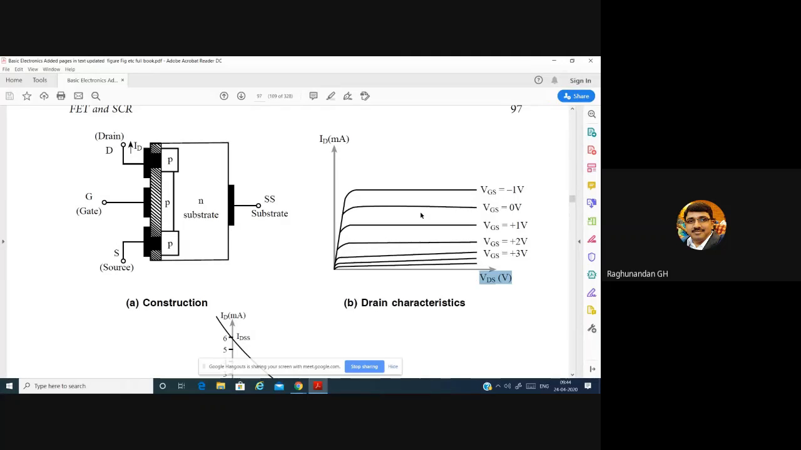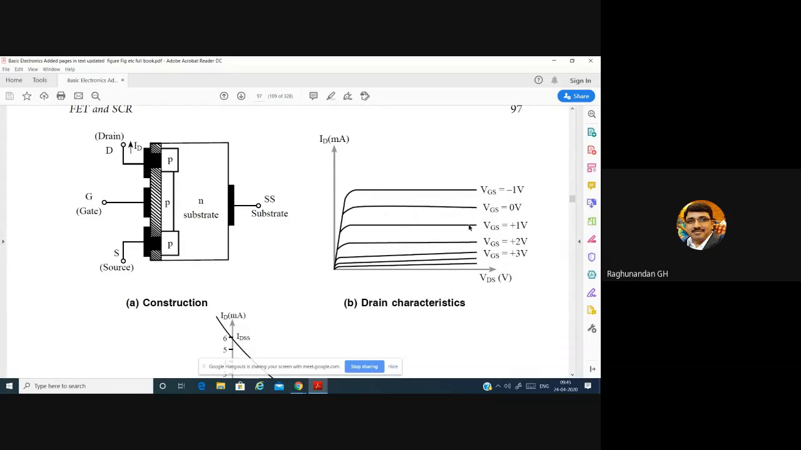So here you can see that when a negative voltage is applied across the gate, when the gate voltage is negative, during that time the current is more. Current is more because more number of holes get attracted from the N substrate to the P channel. That's why the current is more. When VGS is 0, the current reduces slightly.